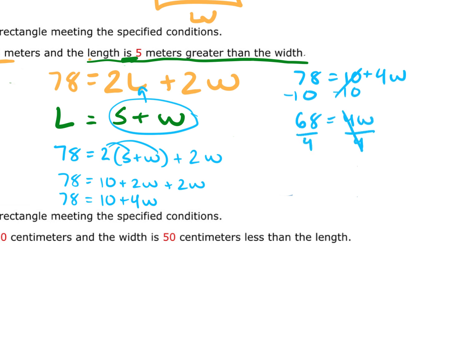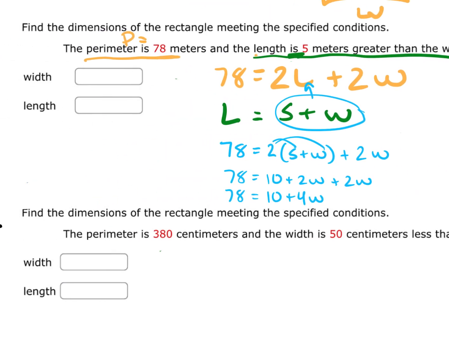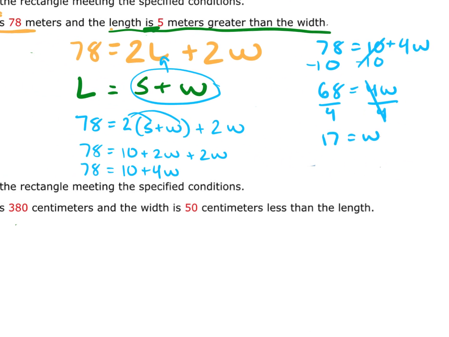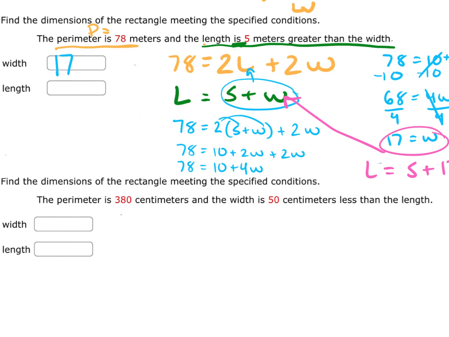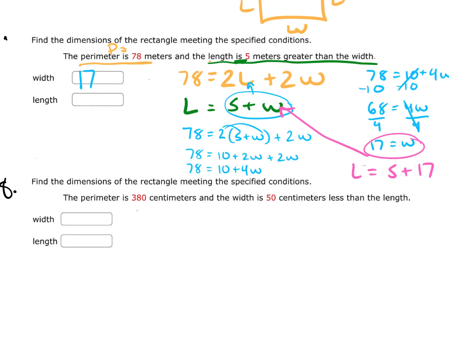Divide by 4. So 4 goes into 6 once, with 2 left over, 4 goes into 28 how many times? 7. So 17 is our width. Awesome. I would suggest plugging it into the second equation just because the numbers look a little bit easier. So 17 is going to go into W. L is equal to 5 plus 17. You could always check your work by plugging into both equations just to make sure you did it right. So what would our length be? 22. Yes. It says meters.